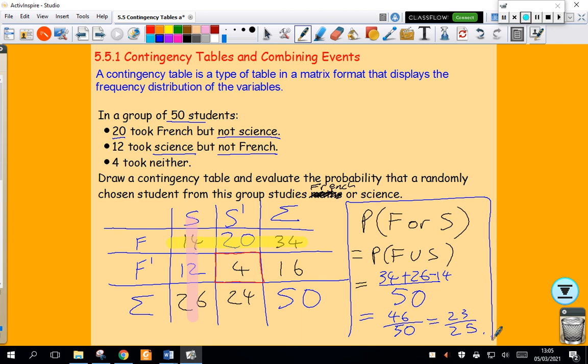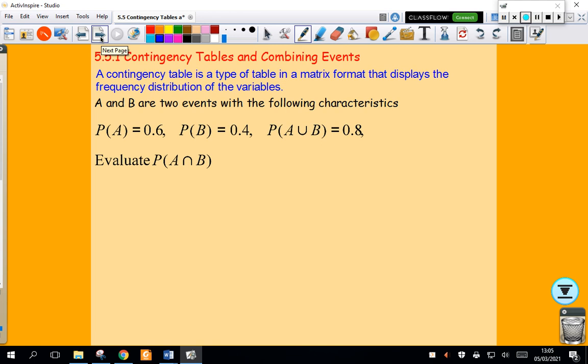Okay, let me look at another example. Here we're given probabilities, but we treat probabilities in exactly the same way, because to establish probabilities we just count. A and B are two events with the following characteristics. The probability of A is 0.6, the probability of B is 0.4, the probability of A union B is 0.8. I want to find the probability of A intersection B.